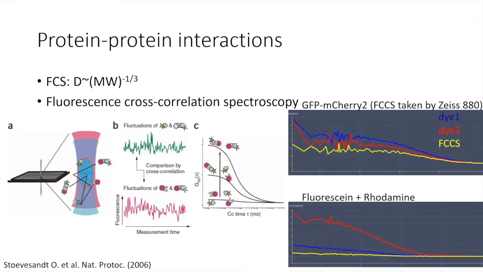So in this case, we have some control experiments. Fusion protein, of course, they bind together, so you will see the amplitude of the cross correlation. And if they are not interacting, it's similar to nothing for cross correlation. So this is another way you can study interaction in live cell.